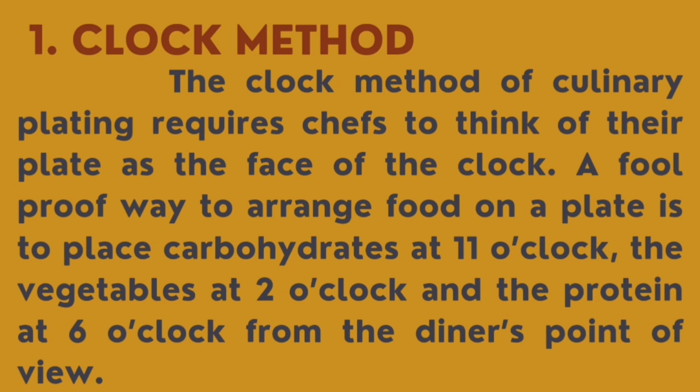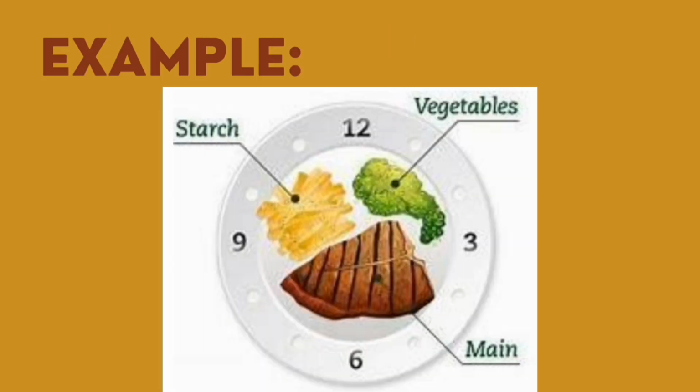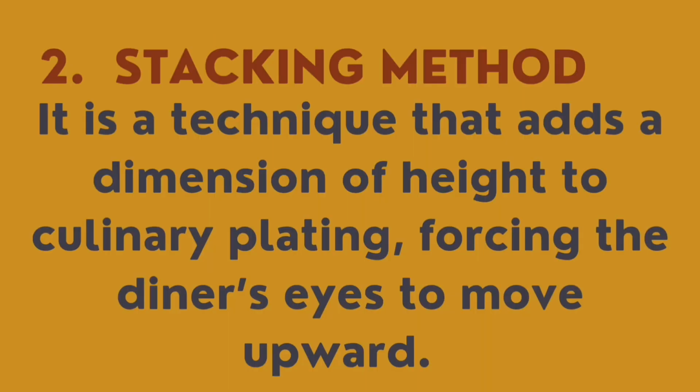The first method of plating is the clock method. The clock method of culinary plating requires chefs to think of their plate as the face of a clock. A foolproof way to arrange food on a plate is to place carbohydrates at 11 o'clock, the vegetables at 2 o'clock, and the protein at 6 o'clock from the diner's point of view. And you can see here the example of the clock method.